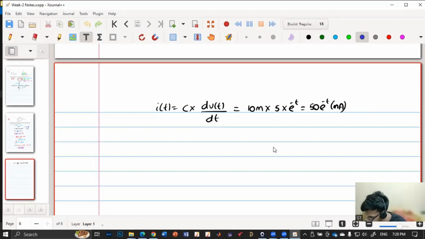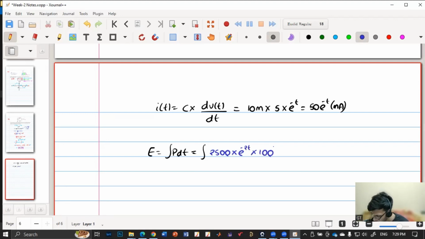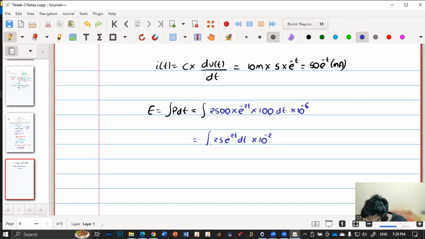Okay, so let me also write it. The energy E is equal to the integral of power dt. Power is I squared R. So I'll get I squared as 2500 e^(-2t) into R, which is 100, right? Into 10 to the power minus 6 because it is milliampere. Now if I multiply it, I will get 25 e^(-2t) dt into 10 to the power minus 2. Now from what time to what time will I integrate?